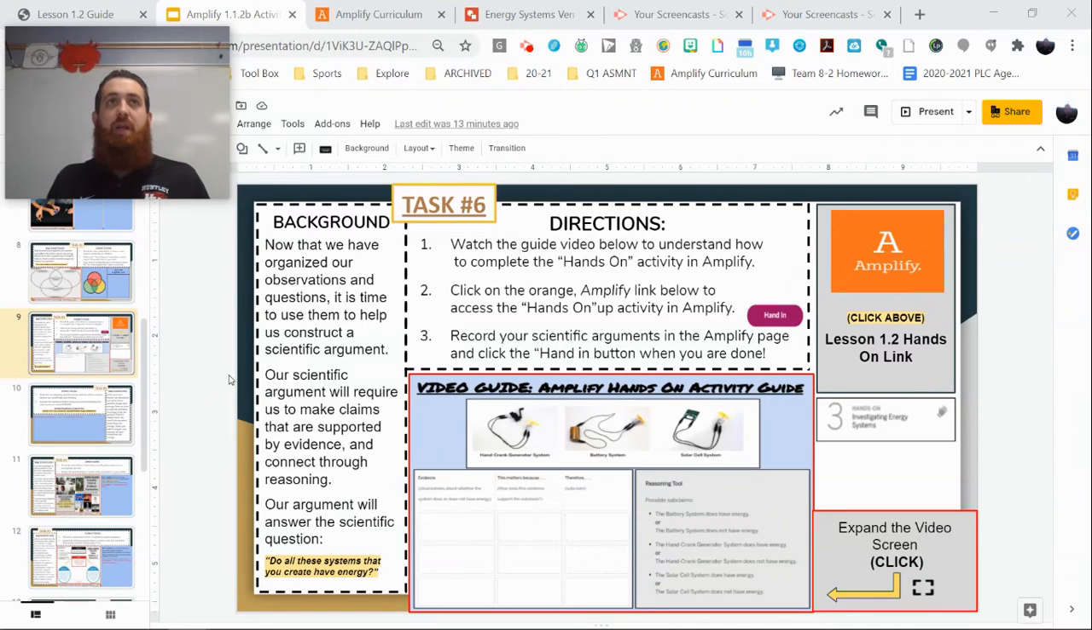Hey everybody, Mr. Regan here, and we're going to be looking at how to complete task 6, and more specifically, how to complete the hands-on activity in Amplify in our 1.2 lesson.